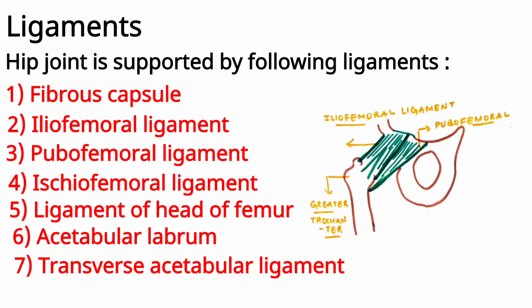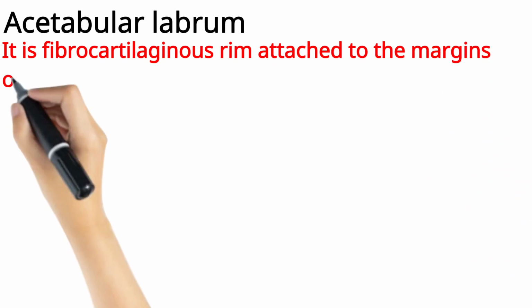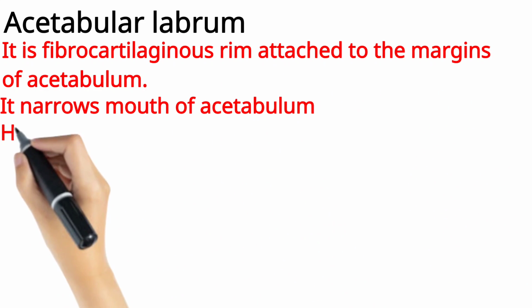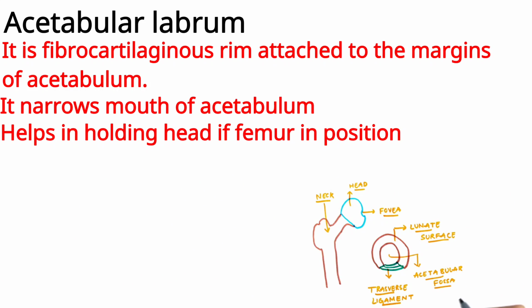There is a ligament which connects the ilium of the hip bone to the femur, that is the iliofemoral ligament. There is a ligament which connects the pubis of the hip bone to the femur, which is the pubofemoral ligament. There is a ligament which connects the ischium of the hip bone to the femur, which is the ischiofemoral ligament. Another ligament is attached to the head of the femur, which is known as the ligament of head of femur. And then there are the acetabular labrum and the transverse acetabular ligament. So these are the 7 ligaments present around or related to the hip joint.